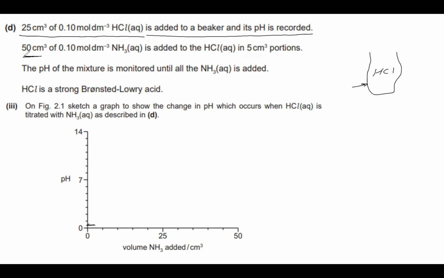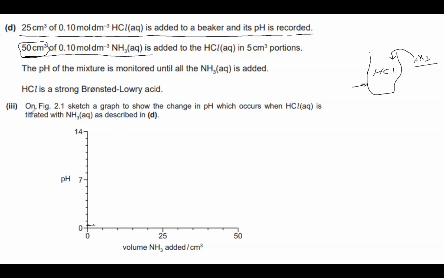And we are adding to it 50 cm³ of 0.1 NH3. Here we are adding NH3. And the question, guys, is how to draw the titration curve for this reaction. If you pay attention, NH3 here is in excess.